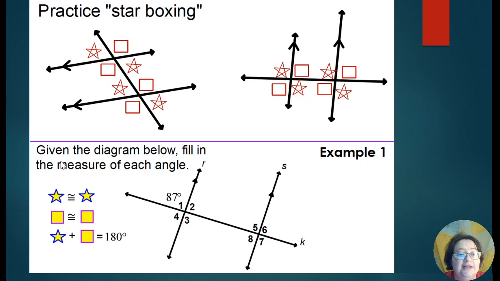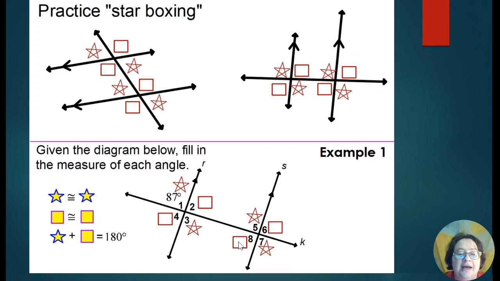All right, so let's try example 1. Go ahead and star box on your paper, or on your PowerPoint, pause the video, and once you've got it star boxed, we'll look at the rest. All right, so we star box. We went in a circle, and then we started on the other set of angles in a circle.